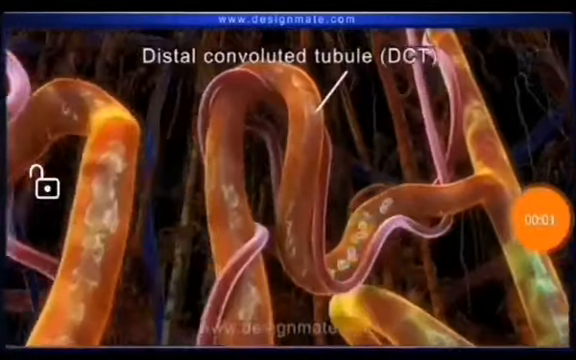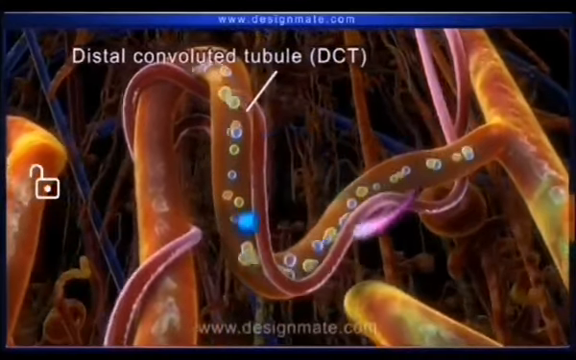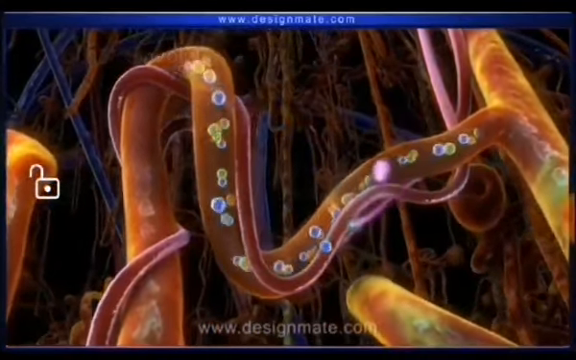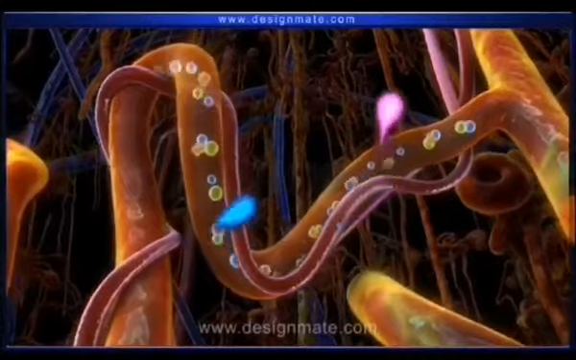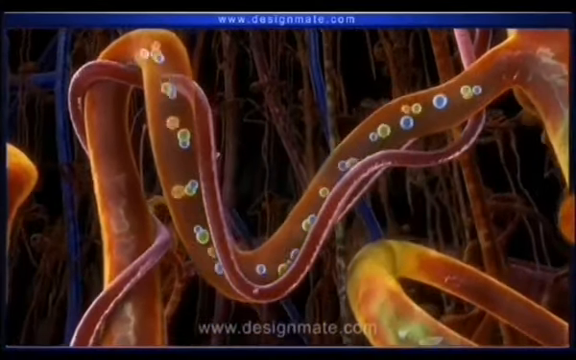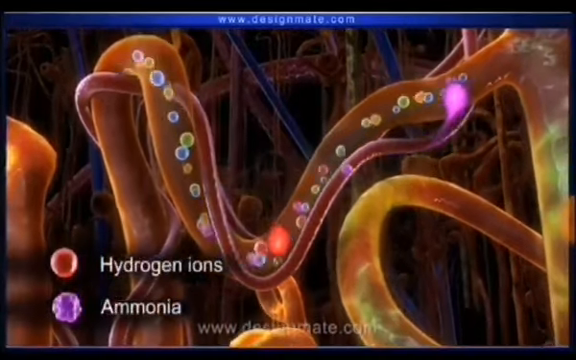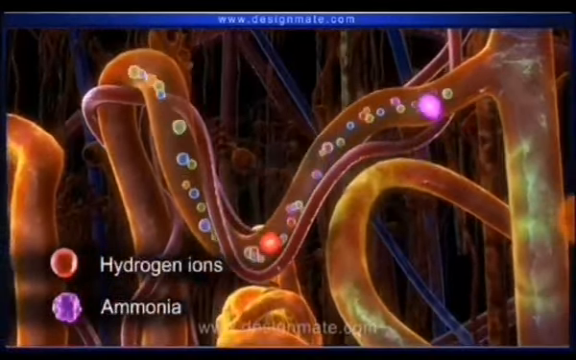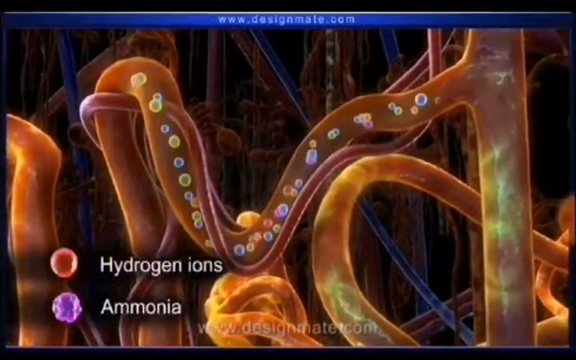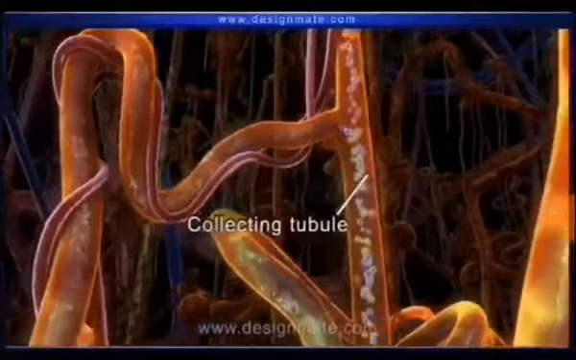Now the filtrate moves into distal convoluted tubule. Here again the reabsorption of water and salts occurs. In renal tubule, another process is occurring, that is tubular secretion. The ions like hydrogen ion, ammonia or urea are secreted from peritubular capillaries into renal tubule. Now the filtrate is known as urine.